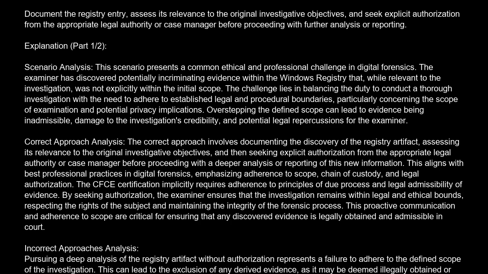This proactive communication and adherence to scope are critical for ensuring that any discovered evidence is legally obtained and admissible in court. Incorrect approach is analysis. Pursuing a deep analysis of the registry artifact without authorization represents a failure to adhere to the defined scope of the investigation. This can lead to the exclusion of any derived evidence, as it may be deemed illegally obtained or outside the scope of the warrant or authorization.